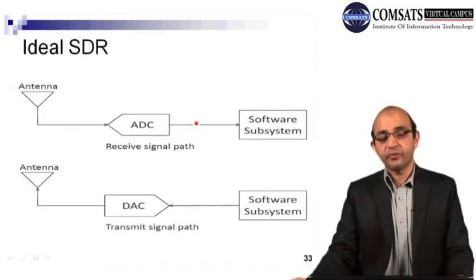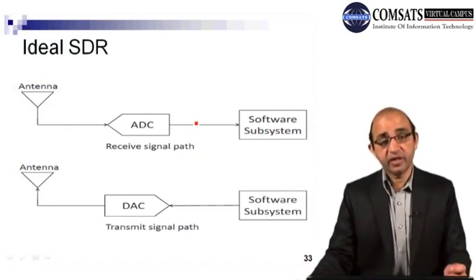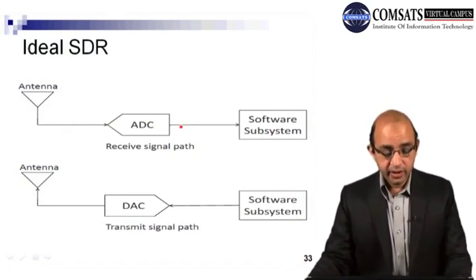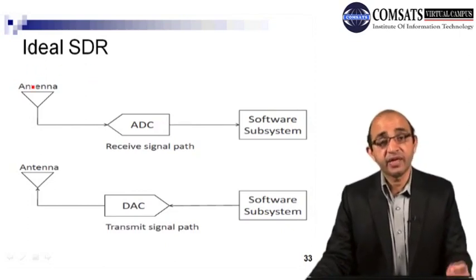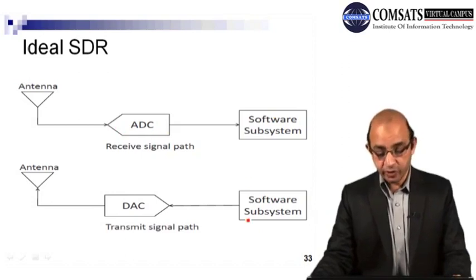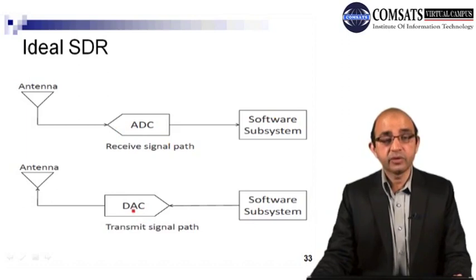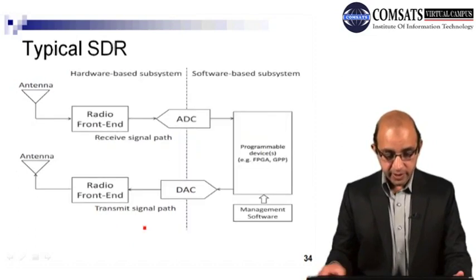So here in this second part we will be talking about software defined radio specifically. If we talk about the ideal software defined radio, we have an antenna, right? And then we have an A to D converter, and this is the software subsystem. So this is the reception part. If we talk about the transmission, here we have a digital to analog converter because we are transmitting, right? Software subsystem, and this is the transmitter.